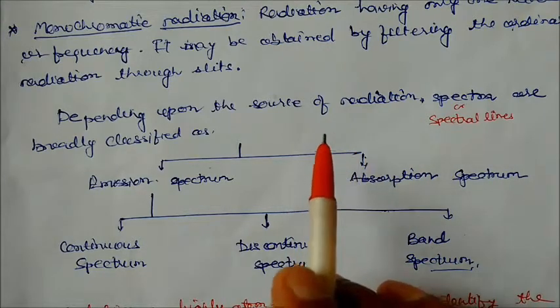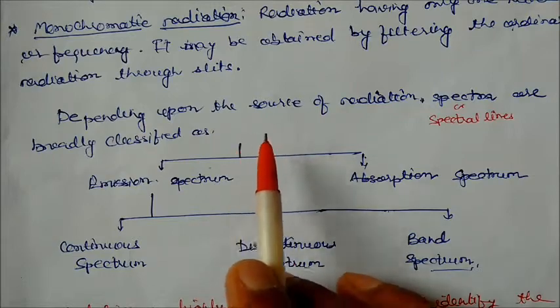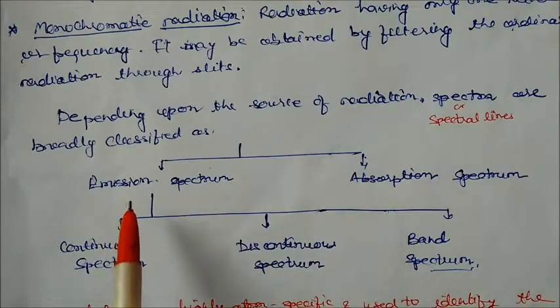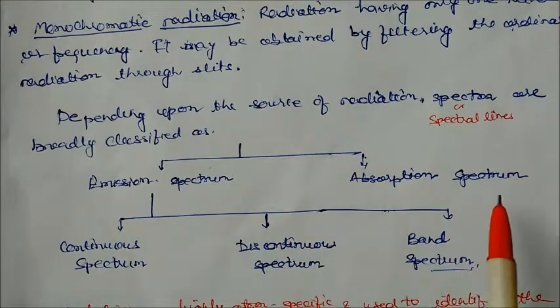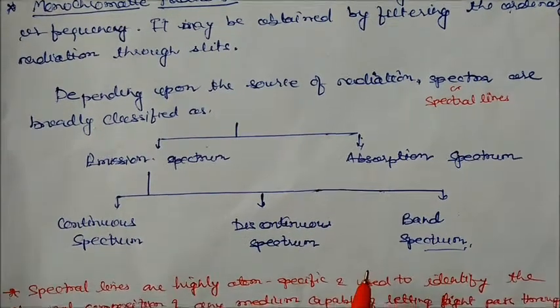Whatever we are supplying, we are supplying radiations from the source. So there are two types: emission spectrum, and second is your absorption spectrum. Again, emission spectrum has different types, that is continuous spectrum, discontinuous spectrum, band spectrum. So we will see all these things in detail.